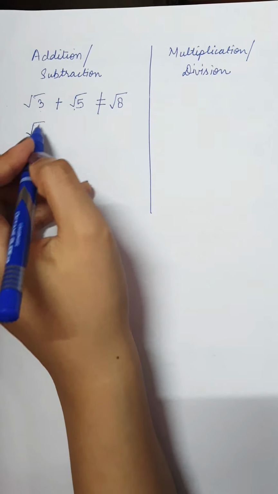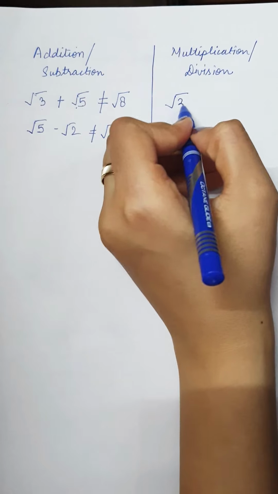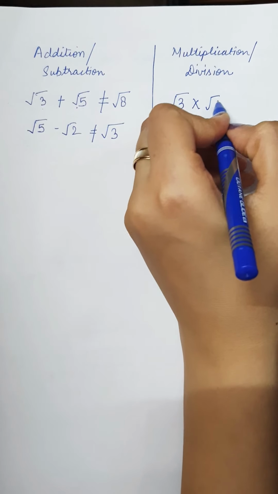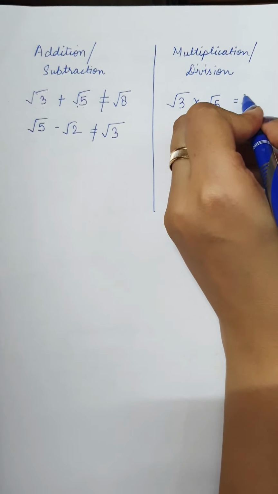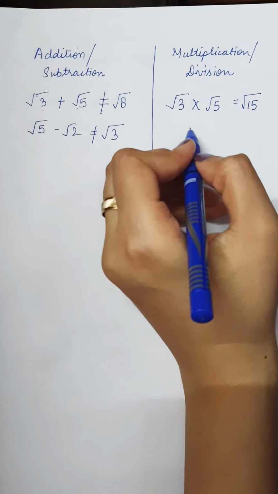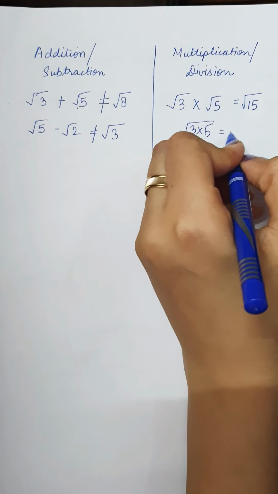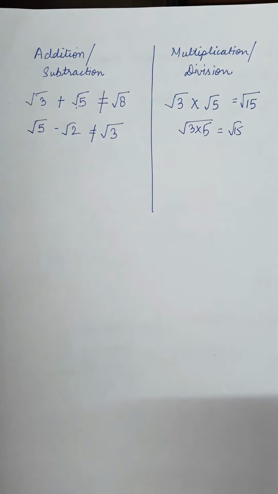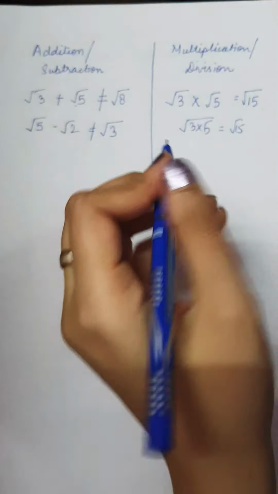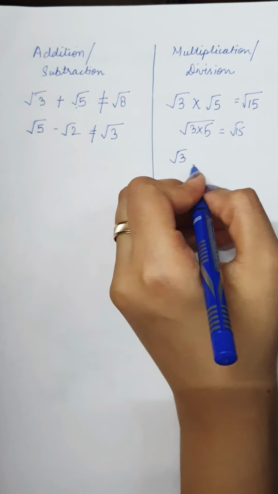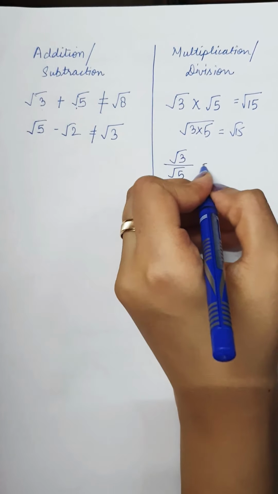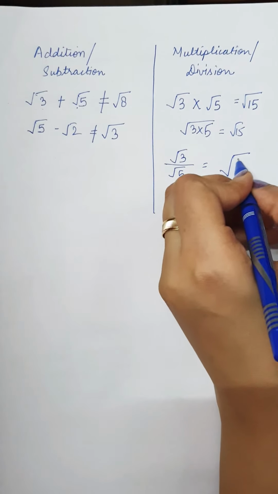But in case of multiplication I can do that. Root 3 into root 5 is going to be under root 15. Here I can combine the root. I have combined it this way, so I had written under root 15. Same way in case of division, I can combine them as single root 3 by 5.